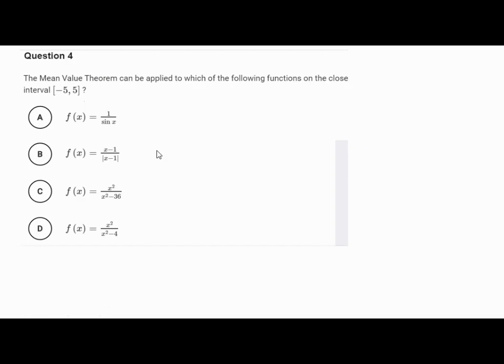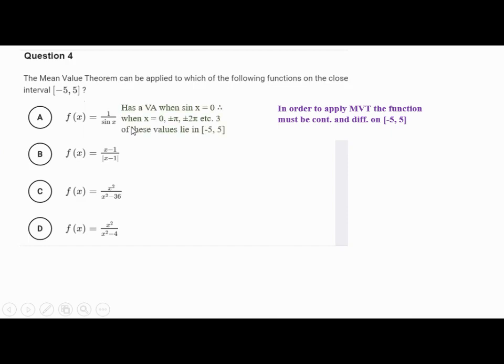So for the first function here, you see that it's a rational function, and so there's most likely some asymptotes, and you have vertical asymptotes whenever sine of x equals 0. Therefore, when is it going to equal 0? That would be when x is equal to 0, or plus or minus pi, or plus or minus 2 pi, etc. If you remember, wherever sine equals 0. And so at least 3 of these values lie within negative 5 to 5.